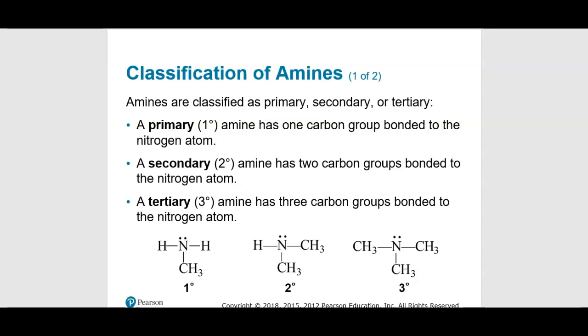We have to be careful here. Remember, there's primary, secondary, and tertiary alcohols. Well, there's also primary, secondary, and tertiary amines, but they're a little different. Remember that the primary alcohol was primary because the carbon to which the hydroxyl group is attached was attached to one other carbon, and secondary because it was attached to two other carbons, and tertiary because it was attached to three other carbons. Primary, secondary, and tertiary amines are defined by how many carbon atoms or carbon groups are attached to the nitrogen atom. If it's one, it's primary; two, secondary; three, tertiary. In that sense, it's similar to the alcohols.